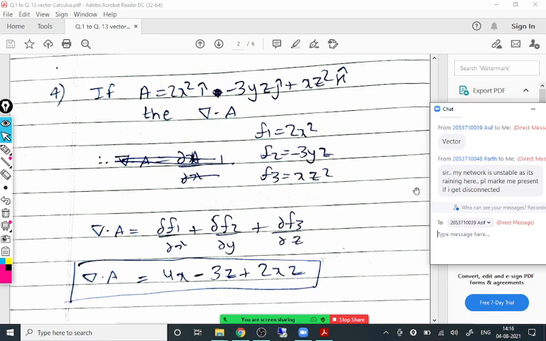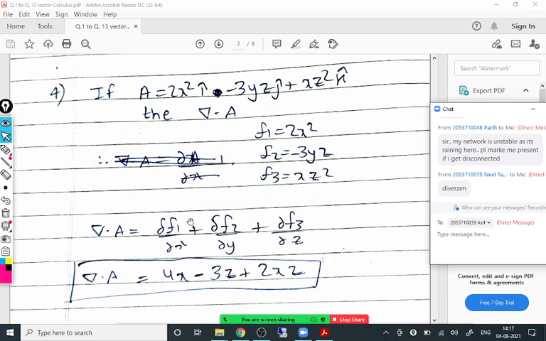Okay, so Parth is saying he has a network issue, so mark him present. No issue. Okay, so we have to calculate the gradient of. Is it a gradient now? Del A. It is del of A bar. It is not del A. It is del of A bar. So del dot A bar is known as the divergence. Correct, yes, correct, Neil.